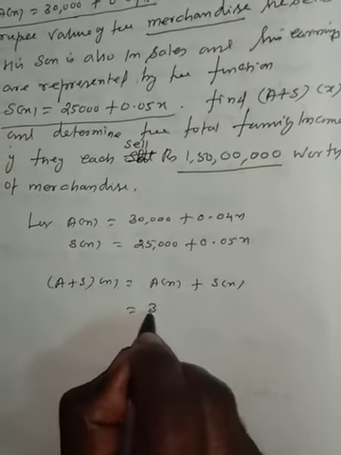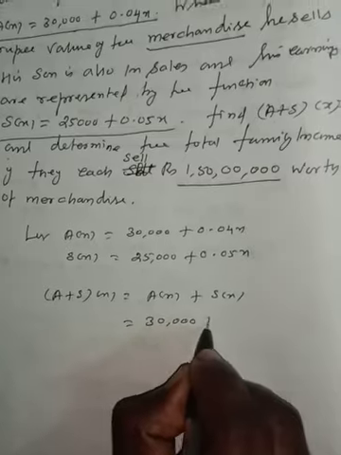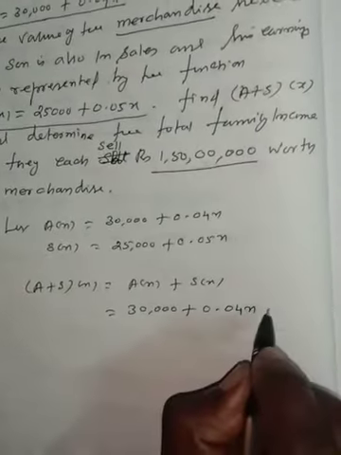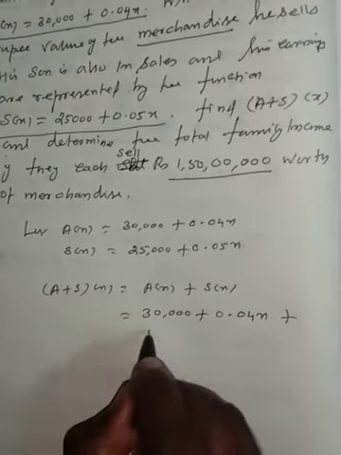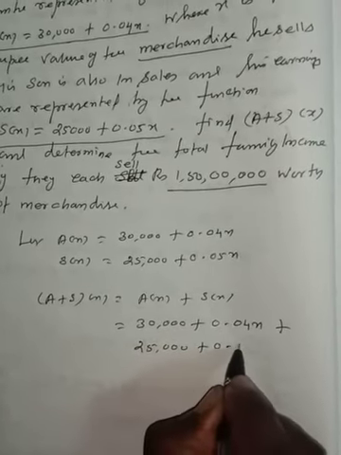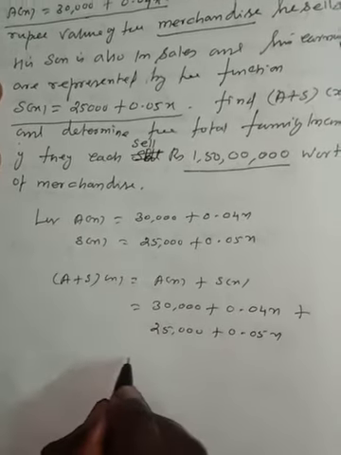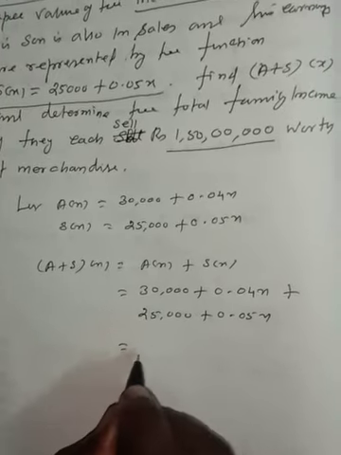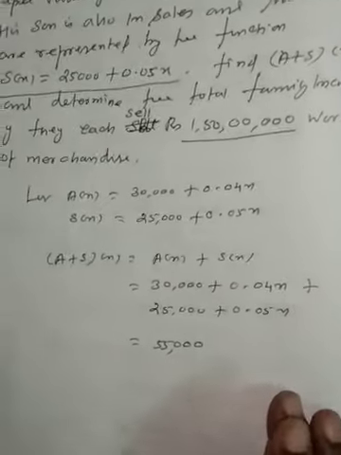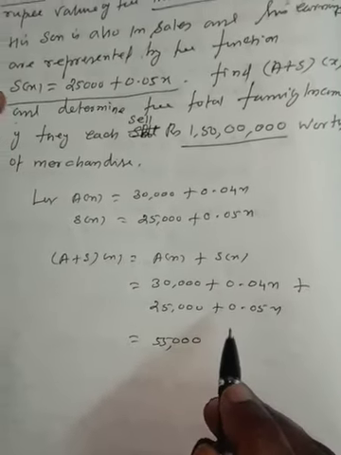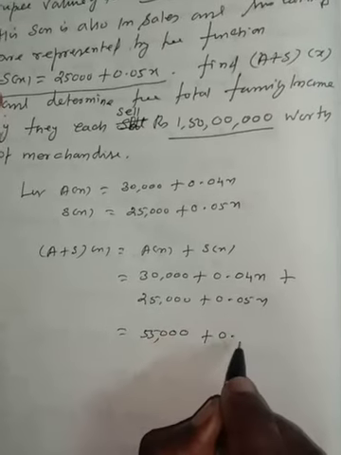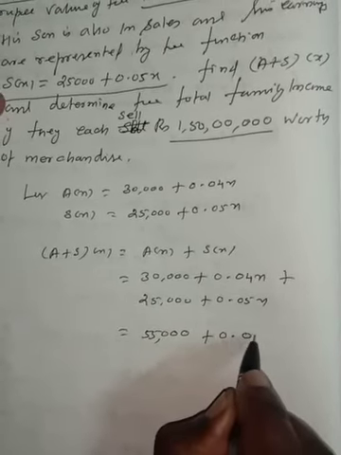A of x is 30,000 plus 0.04x, plus 25,000 plus 0.05x. Adding these two, 55,000 plus 0.4 plus 0.5, 0.09x.